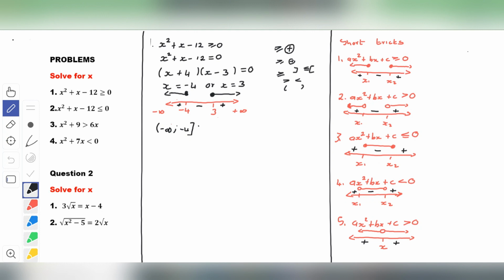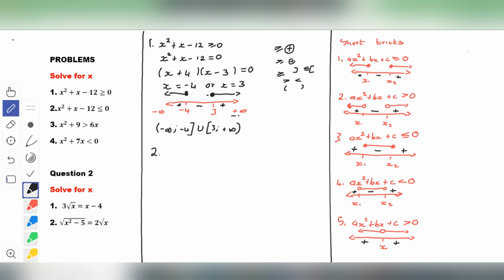After that, you just write the union sign, and then we go to 3. If we check from 3, we have the closed interval, therefore we have the closed interval of 3 into positive infinity. Then we write the open bracket for infinity, and we are done solving the first question. This is how we solve the inequalities. Now let's talk about the second example.